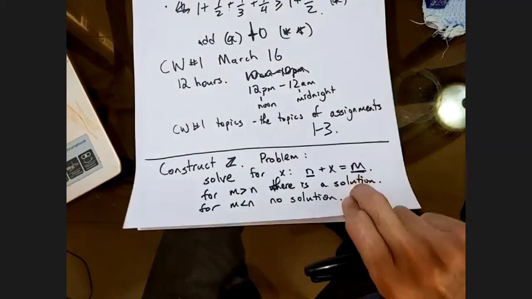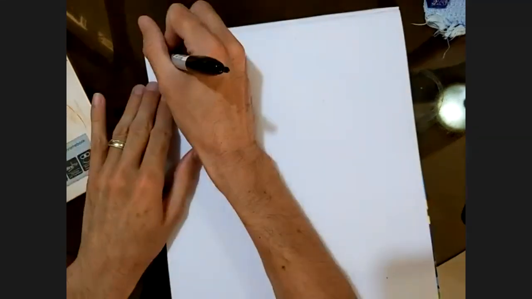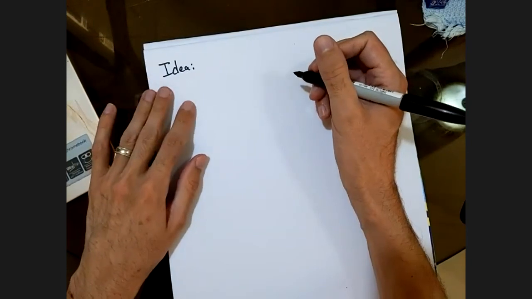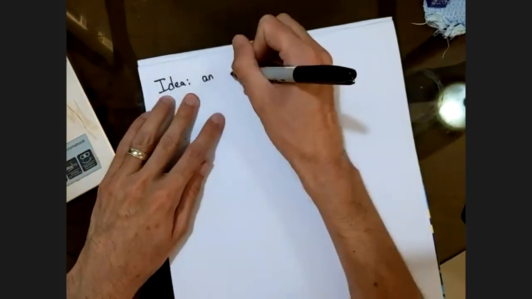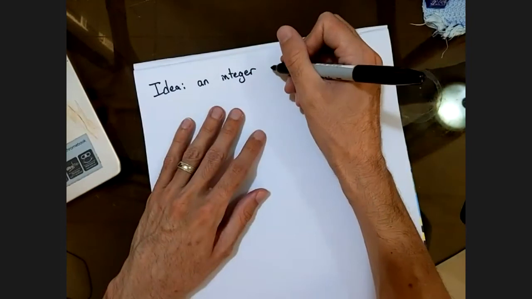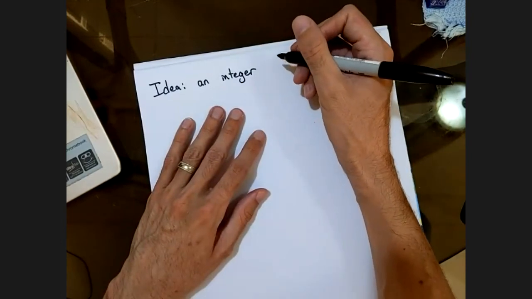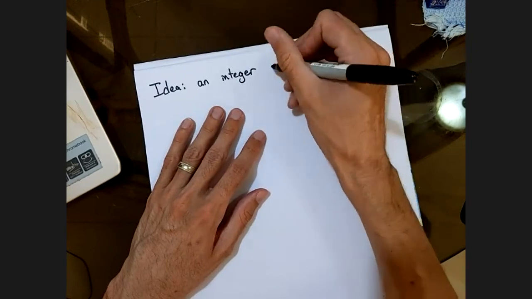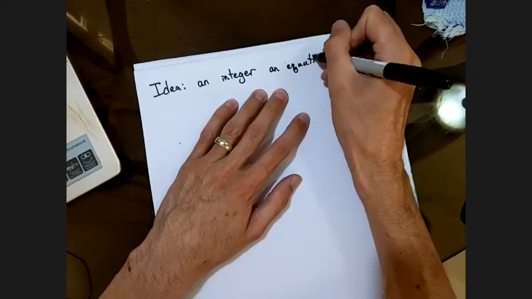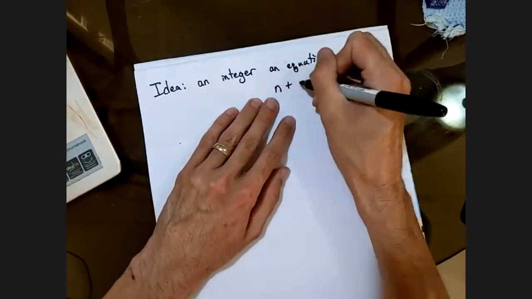Okay, so here's our idea. An integer is just like, this is an informal construction, but our integer is just going to be like an equation to solve, like n plus x equals m.